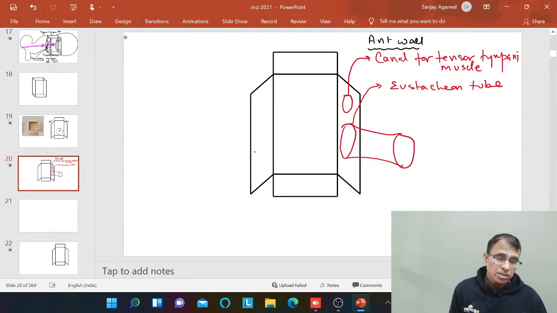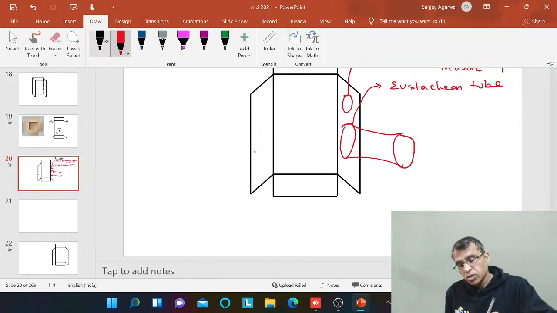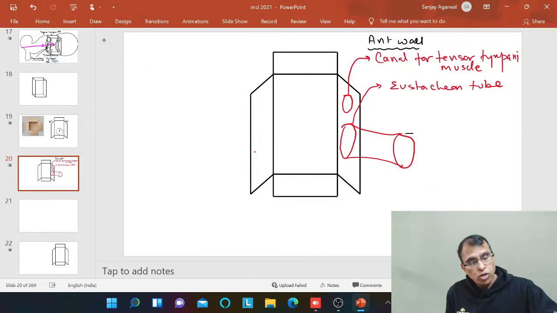So, if it's a tube, it will have two ends. There are two ends as I have shown in the image. One end is opening on the anterior wall of the middle ear. Where does the other end of the Eustachian tube open? The other end of the Eustachian tube opens on the lateral wall of nasopharynx.